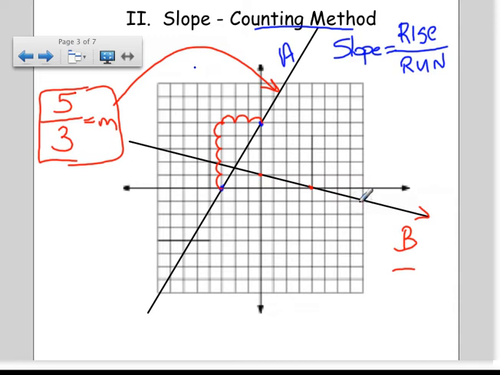I'm going to find the rise first. Starting here, the rise is going down 1, so the rise is negative 1. And the run is going 1, 2, 3, 4 over, so the run is 4. And so the slope of this line, which cannot be simplified anymore, is negative 1/4. It should make sense that it's negative because I know the line is going downhill from left to right.